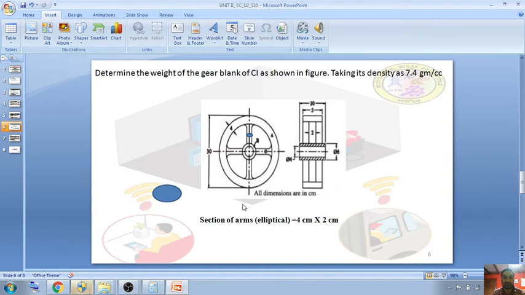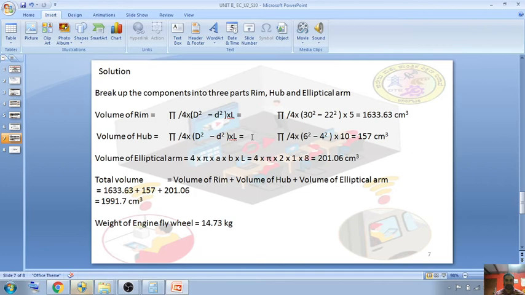In order to calculate the volume of this one, we have to calculate the area of this ellipse, and multiplied by its length will give the volume. Since we have 4 ellipses, we have to multiply it by 4. So we have only 3 elements here. One is a hollow cylinder, the bigger one; second one is the bush; and third is the 4 elliptical arms. So let us solve one by one.